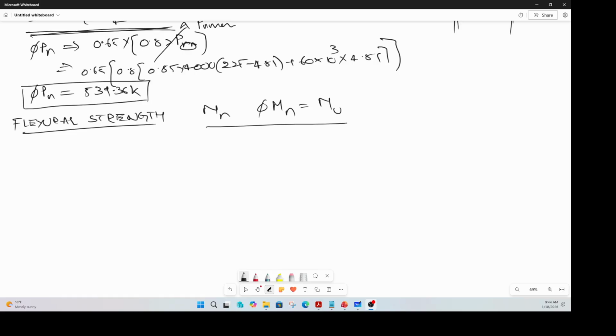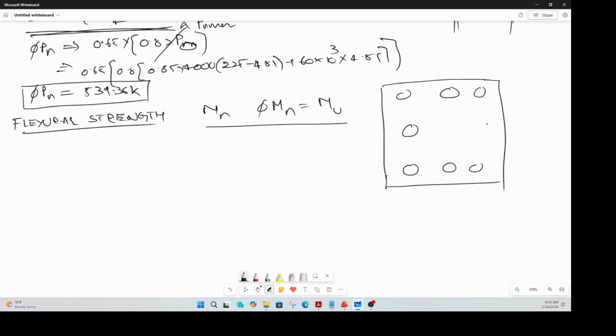Okay, so to find out the gamma value, let's draw the picture one more time of our column. Reinforcement like that, reinforcement like this, and reinforcement like that. What is the diameter of the bar? Number 7. So these bars are number 7. Then you have obviously stirrup around them, and that stirrup is number 3.